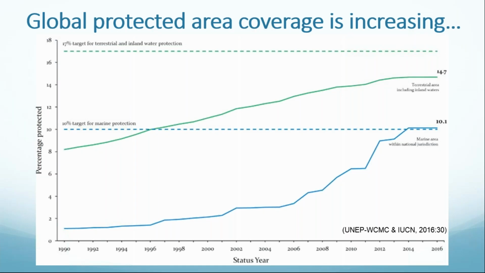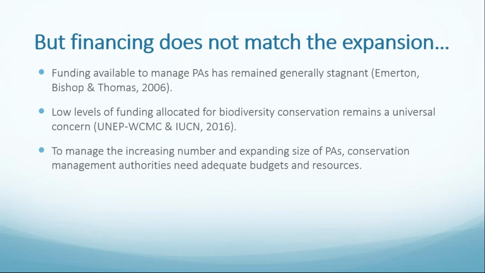Their goals under the Aichi targets. We're seeing coverage of both marine and terrestrial over the last 10 years. The number and volume of PAs has been growing exponentially. The financing has not matched the expansion. What we're seeing is that the total available funding for protected areas has remained relatively stagnant in real terms. And low levels of financing for biodiversity has remained a universal concern, and we're seeing it more and more often.